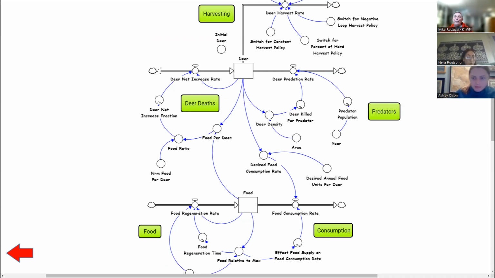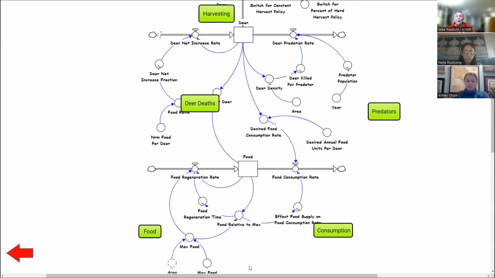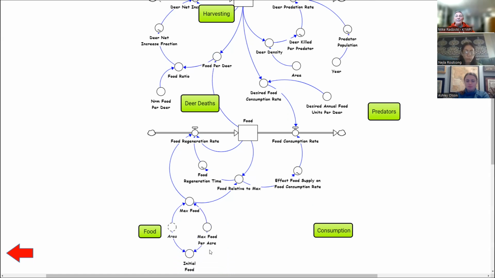With food, the food regenerates and it's eaten. So there is a desired food consumption rate per deer, right? So each deer annually, if it's an annual model, a yearly model, each is going to eat so much food, right? And so the number of deer times their annual consumption rate determines how much food is eaten or goes away. But there's also a table function here that says, well, how much food is there relative to the maximum food? So down here is food max, and that's determined by the area of the plateau and the maximum food per acre.